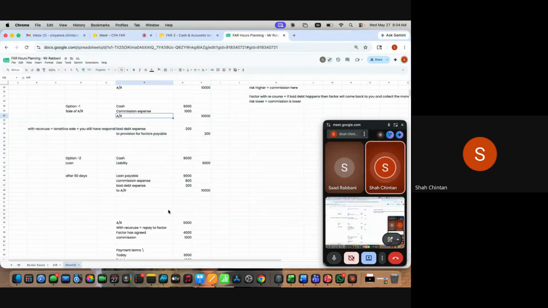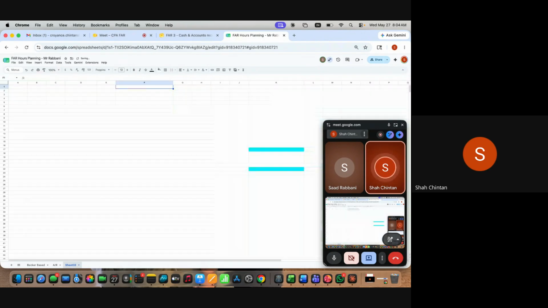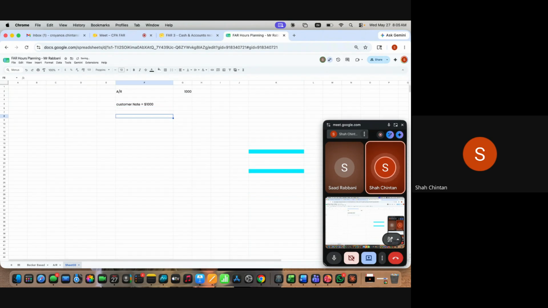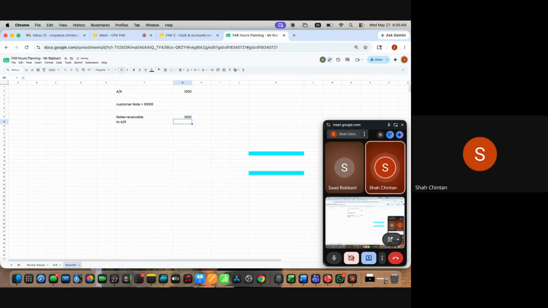So for example, you had an accounts receivable. Let's say you had one accounts receivable of $1000. The customer has given you a note now, a note of $1000. Your entry is notes receivable debit $1000 to accounts receivable $1000. So now instead of accounts receivable, you have a notes receivable in your balance sheet.